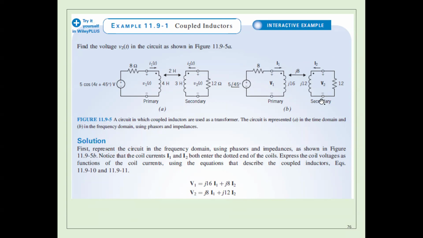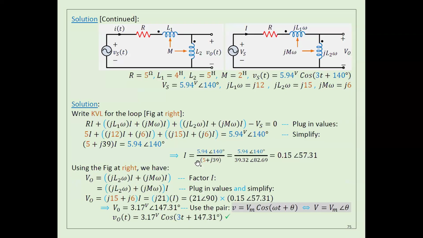Same thing, V2, the voltage here should equal j omega L2 times I2, plus j omega M I1. Okay. So here I1 is different from I2. So now I have two unknowns. The earlier one was an easier example because I1 was equal to I2, so I only needed one equation because I had only one unknown. That's why it was easy.